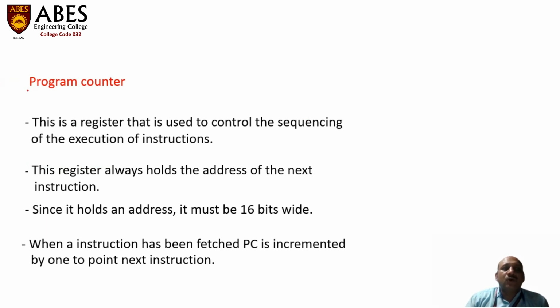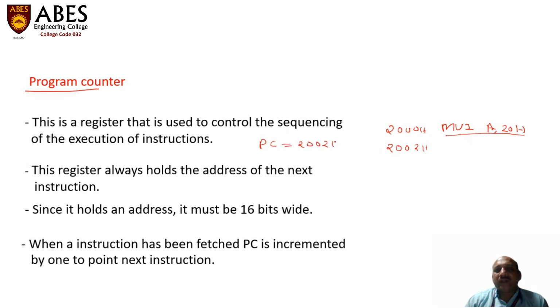The program counter basically holds the address of the next instruction. For example, if we have an instruction MVI A comma 20H and it is written at address 2000H, the program counter, in short form indicated as PC, always holds the address of the next instruction. This instruction is a 2-byte instruction, so the next address will be 2002H. So the program counter will hold 2002H.